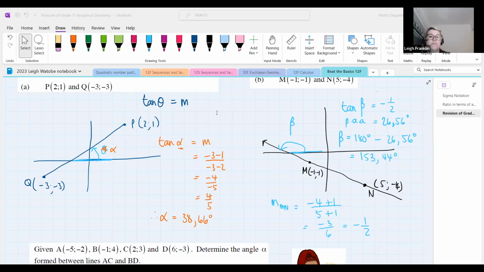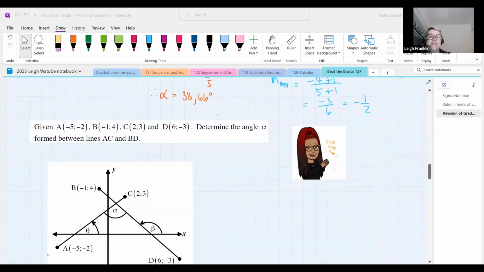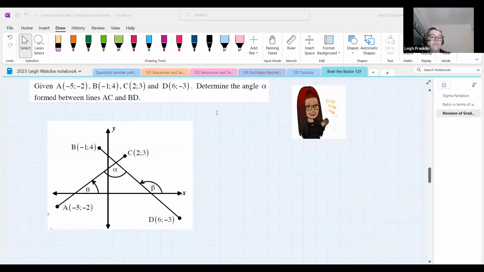Ma'am, could you please scroll down to the question? Sure, there you go. Okay. So how you would work out the angle of alpha, you'd first work out the angle of inclination for line BD, and then you'd also work out the angle of inclination for line CA, and then I think you would use the exterior angle of a triangle to work out alpha. 100%. Okay, well done. Good. Okay, go for it, guys.